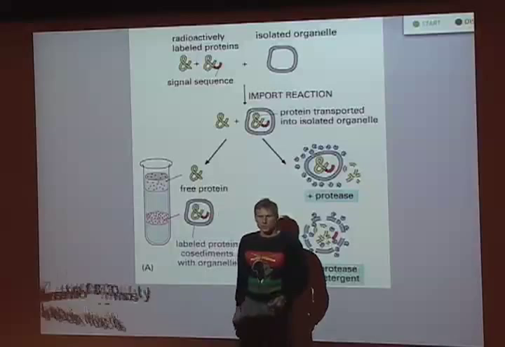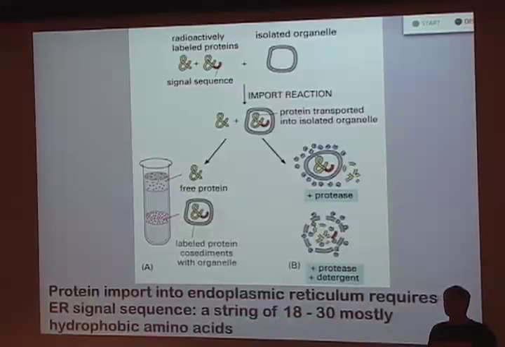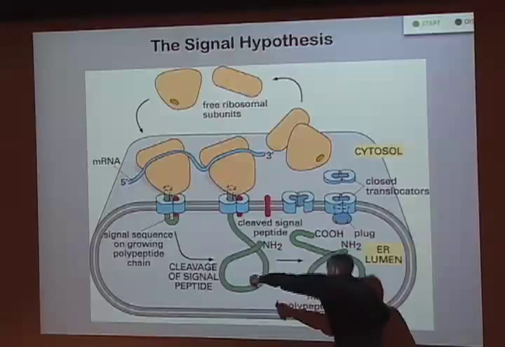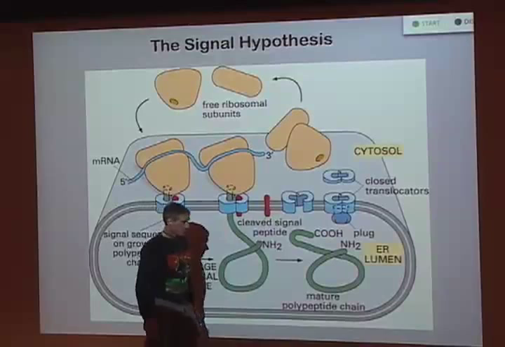Protein import into the endoplasmic reticulum requires an ER signal sequence, which is a string of 18 to 30, mostly hydrophobic amino acids. That's the entry ticket. This led to the signal hypothesis. Günter Blobel got the Nobel Prize for this in 1999. He's an amazing man. He works at the Rockefeller University in New York.